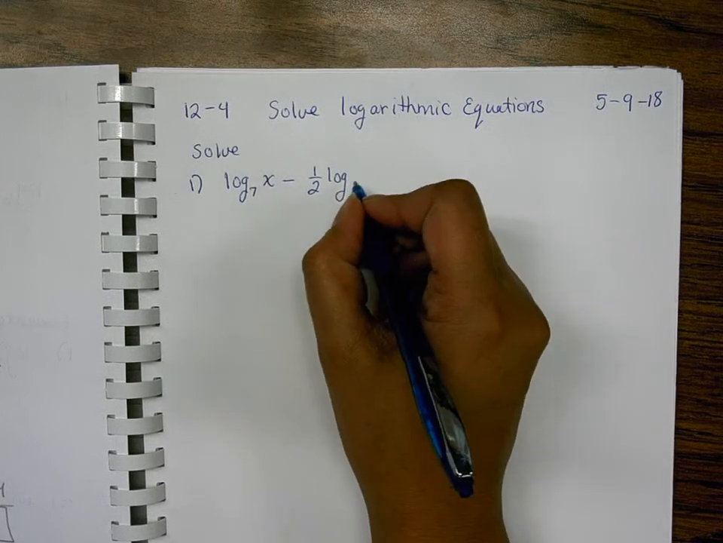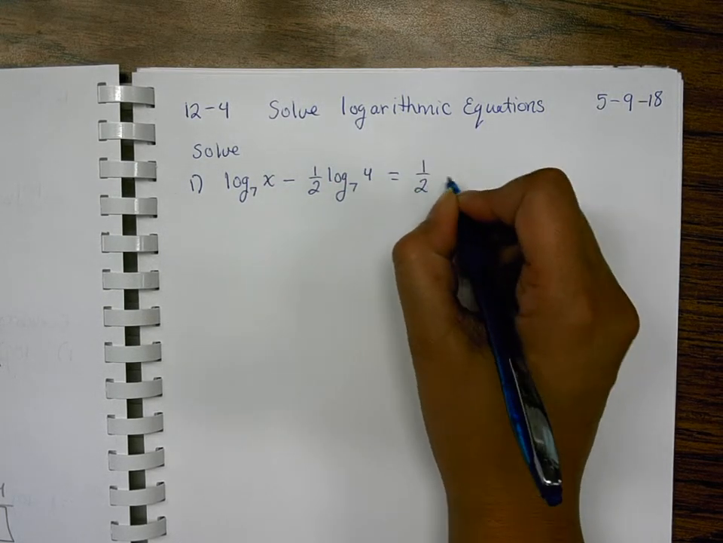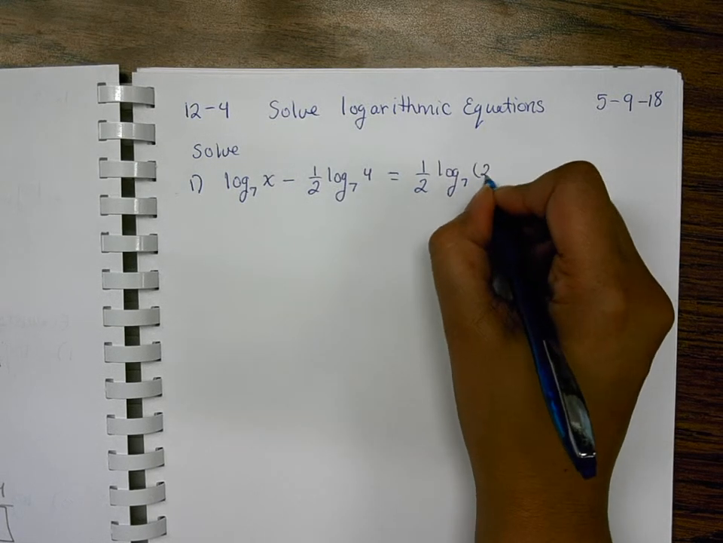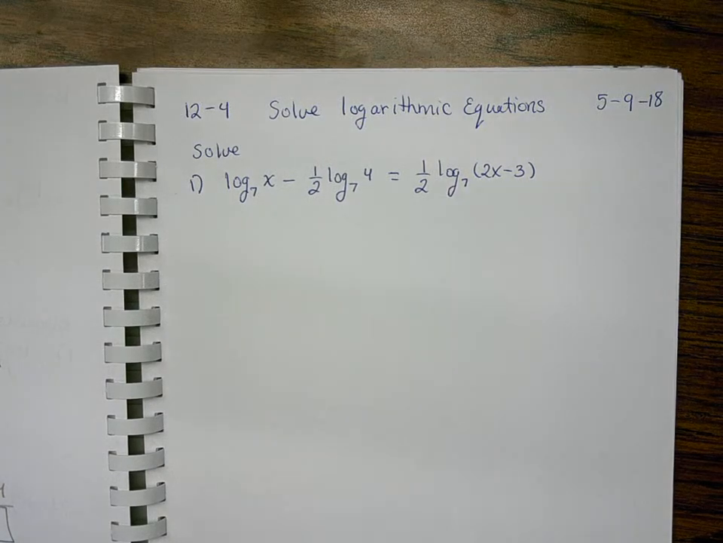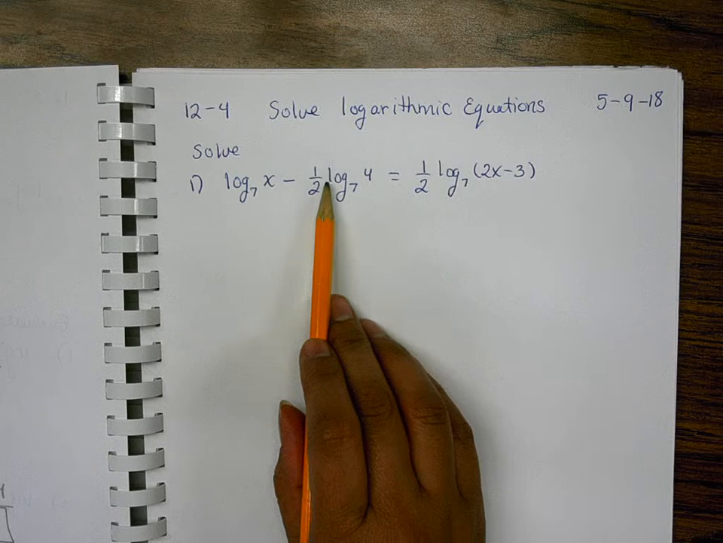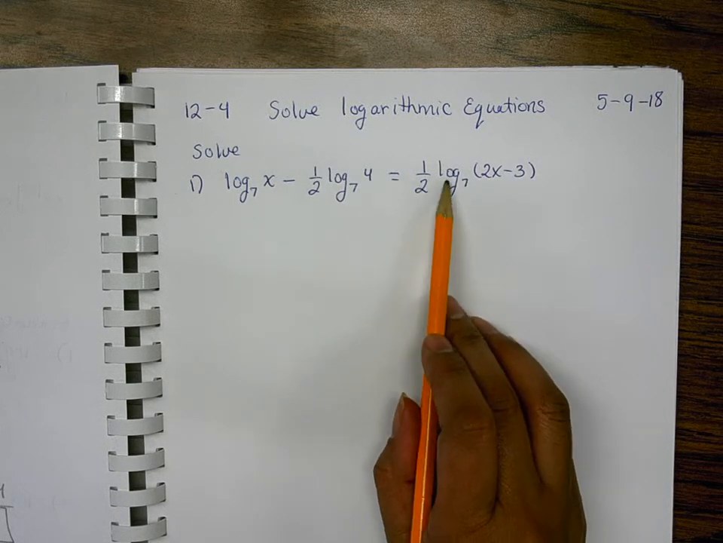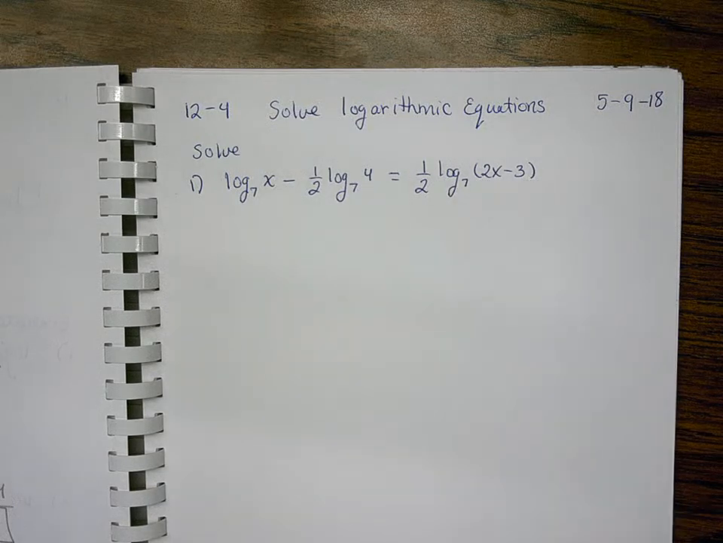Okay, log base 7 of x minus 1/2 log base 7 of 4 equals 1/2 log base 7 of 2x minus 3. Log base 7 of x minus 1/2 log base 7 of 4 equals 1/2 log base 7 of 2x minus 3.